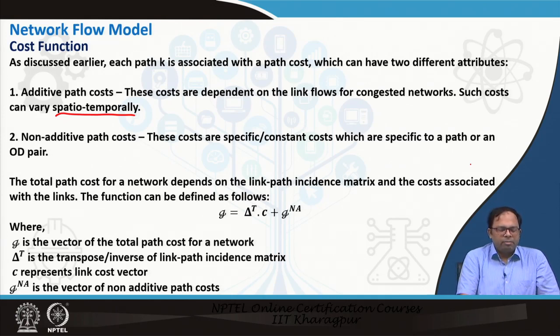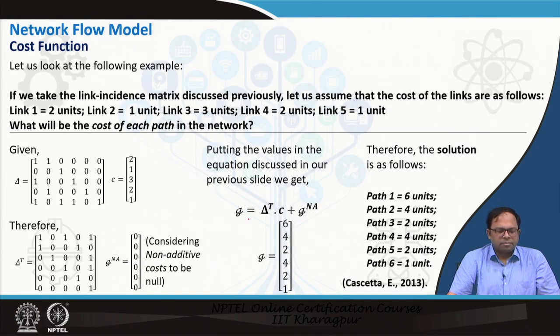This is given by this particular formula, where G is the vector of total path costs for a network, delta T is the transpose of the link path incidence matrix, C represents the link cost vector, which is the additive path cost, and GNA is the vector of non-additive path cost. Delta T is basically the transpose of the incidence matrix. Now, let us see how it looks.